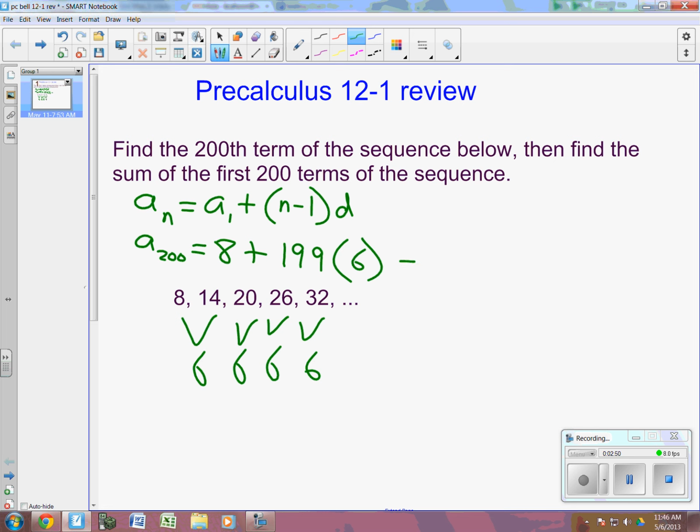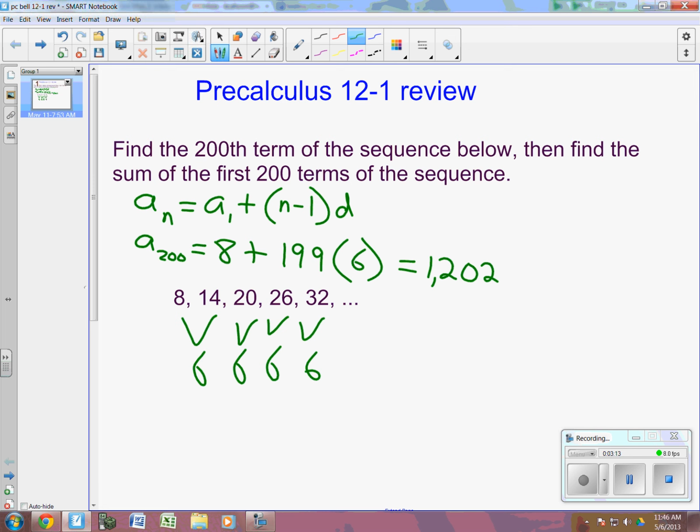So all we do is we put this into our calculator. 8 plus 199 times 6. What do you guys get? 1202? Okay, so the 200th term is 1202. If we were to continue this pattern out for 200 terms, that's what we would get.